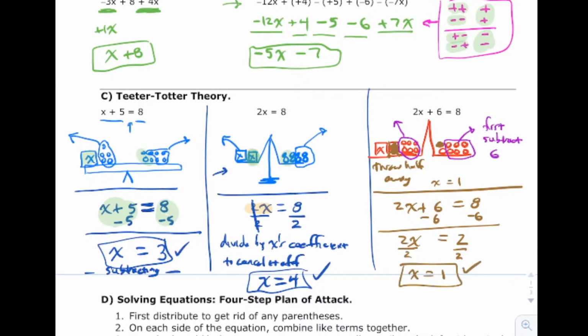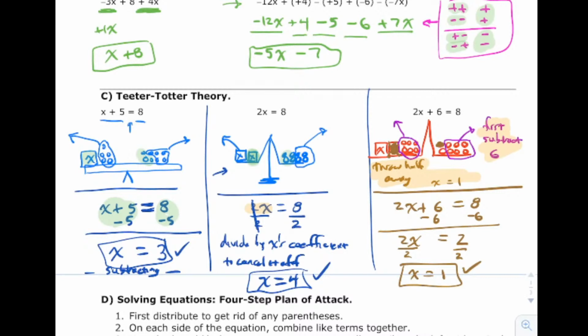Okay. So if you have both moves to do, you've got some subtracting and some dividing, my tip is to first subtract the 6, then throw half away. Subtract first, or sometimes you add or subtract first, then worry about the x's coefficient.